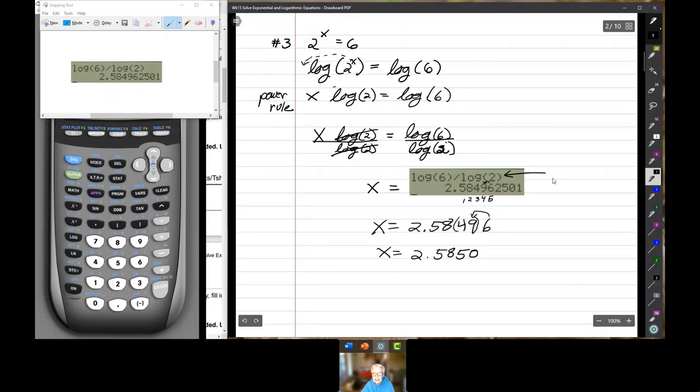Okay, now log 6 to the X equals log 2 to the X plus 2. Oh, Barbara. Yes. Now we're going to use the power rule to bring those exponents down in front.